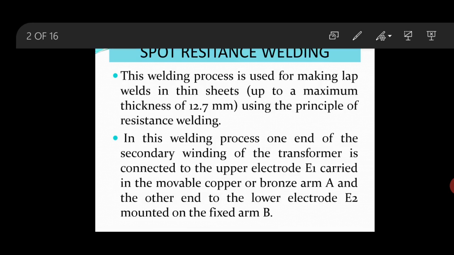So in all resistance welding, we use a power source. Here we are using a transformer. The secondary winding of the transformer has two ends. One end is connected to the upper electrode, which is movable, and the other end is connected to the lower electrode, which is a fixed one.